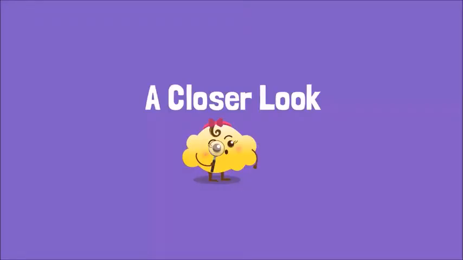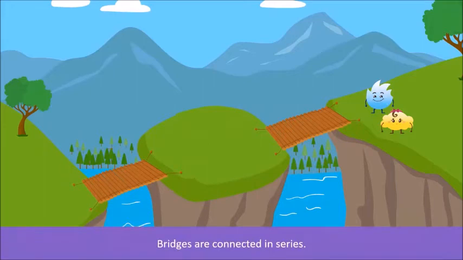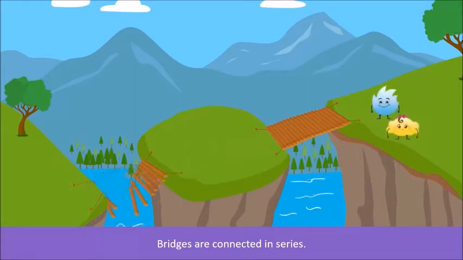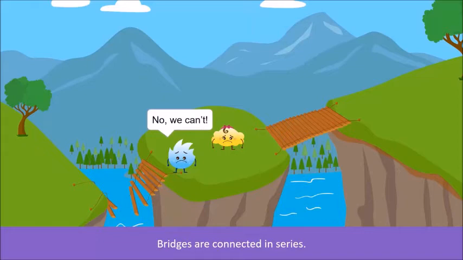Let's take a closer look with an example. Look at these bridges. They are connected one after another in series. You can cross these bridges easily. But what happens when one of the bridges collapses? Can you cross to the other side? No, we can't. Exactly. This is the disadvantage of a series circuit.